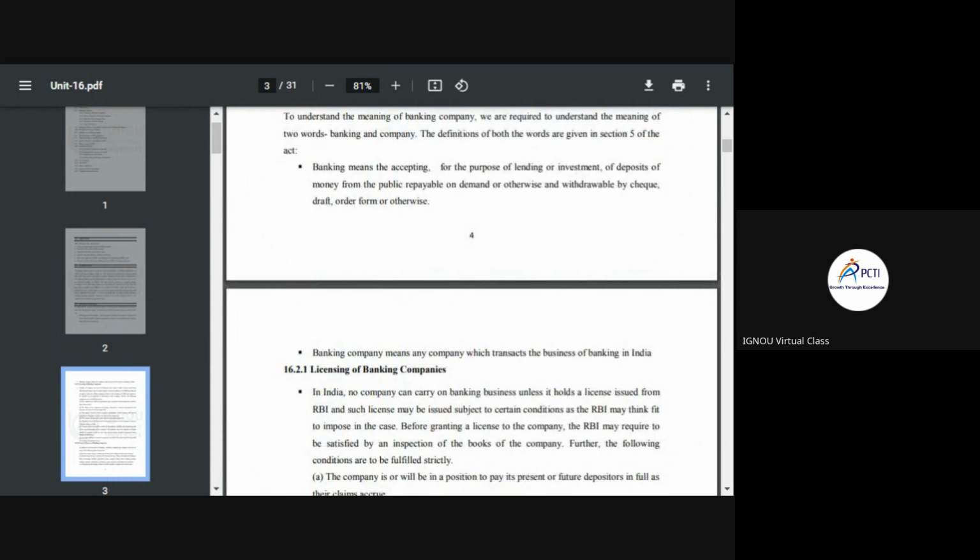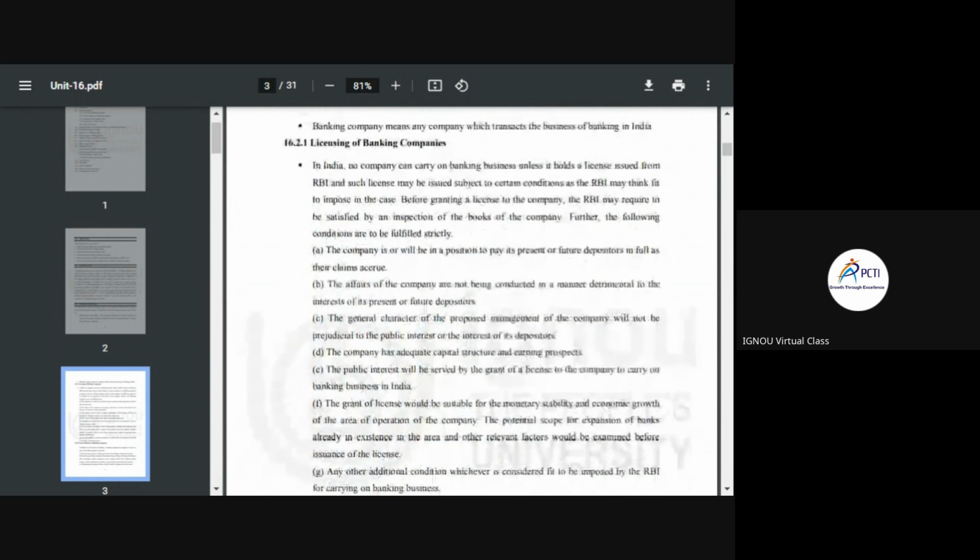Banking means the accepting, for the purpose of lending or investing, of deposits of money from the public, repayable on demand or otherwise, and withdrawable by cheque, draft, order or otherwise. Then banking company means any company which transacts the business of banking in India. Then we need to discuss the licensing of banking companies.